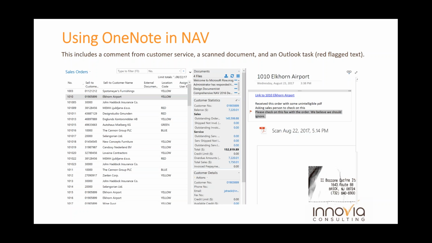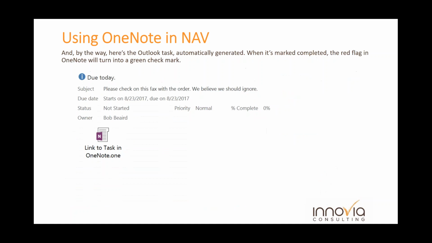It says we received this order with an unintelligible PDF. Here's the scan of the PDF inserted into the document, asking the salesperson to check on this. And then I said, please check on this fax with the order. We believe we should ignore the fax. You certainly should. It's a receipt for an Italian restaurant in New Jersey. So that will lead to, yes, you will create an Outlook task.